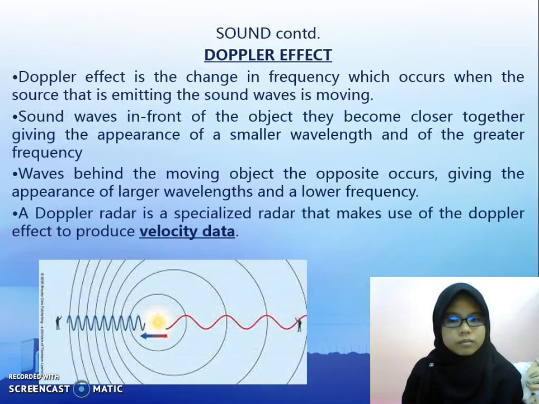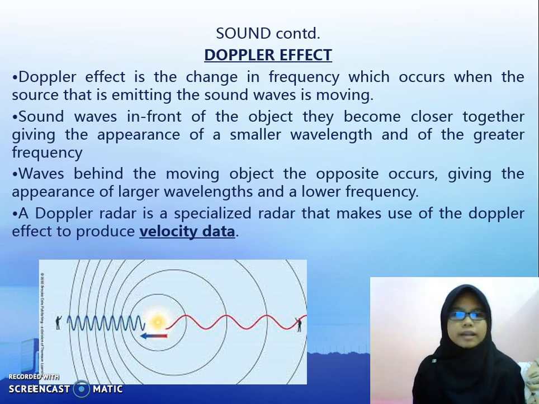Doppler effect. The Doppler effect is the change in frequency which occurs when the source that is emitting the sound wave is moving. Sound waves in front of the object become closer together, giving the appearance of a smaller wavelength and a greater frequency. Behind the object, the opposite occurs, giving the appearance of a larger wavelength and a lower frequency. A Doppler radar is a specialized radar that makes use of the Doppler effect to produce velocity data.